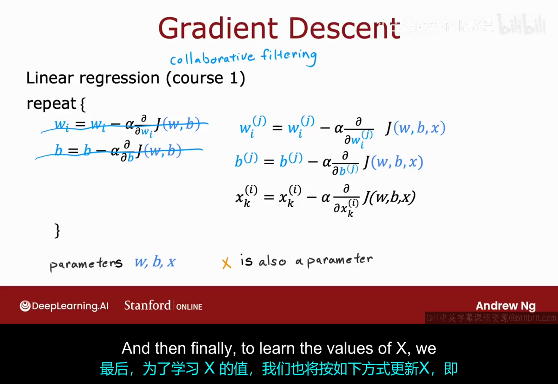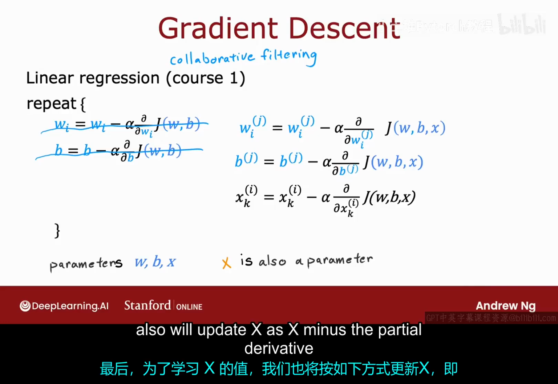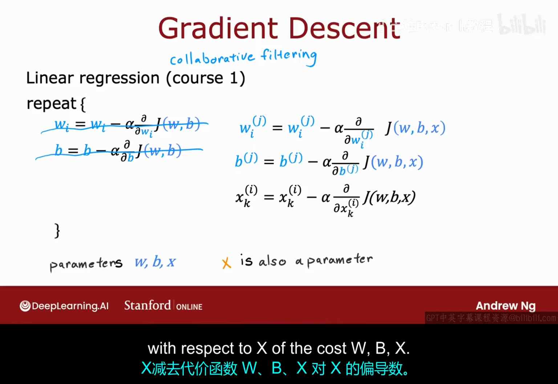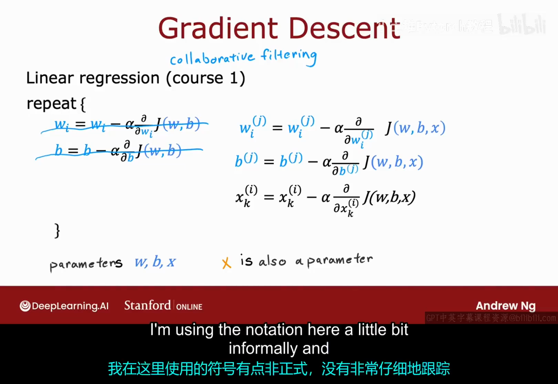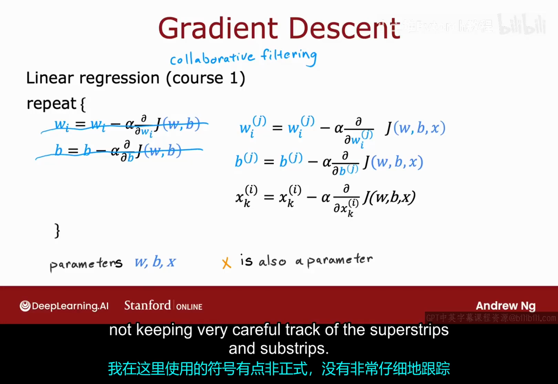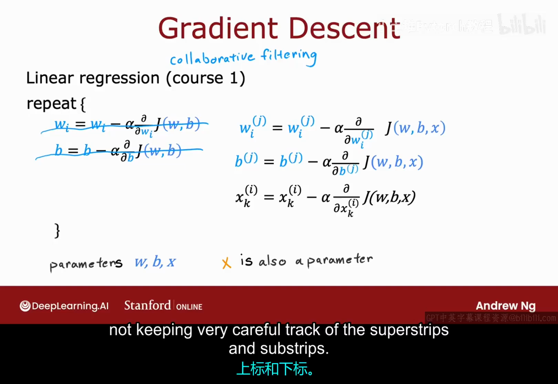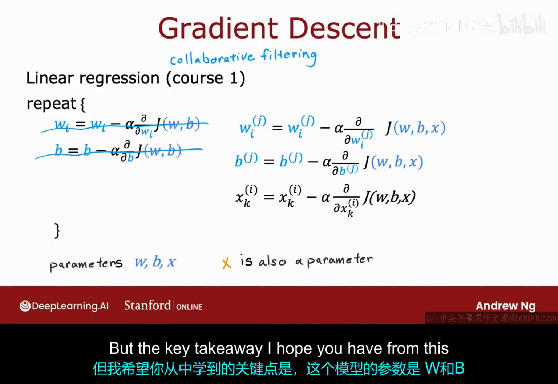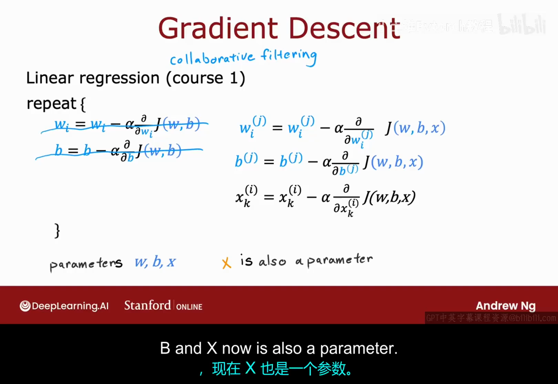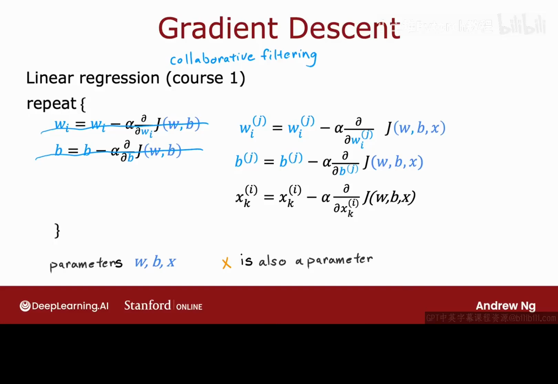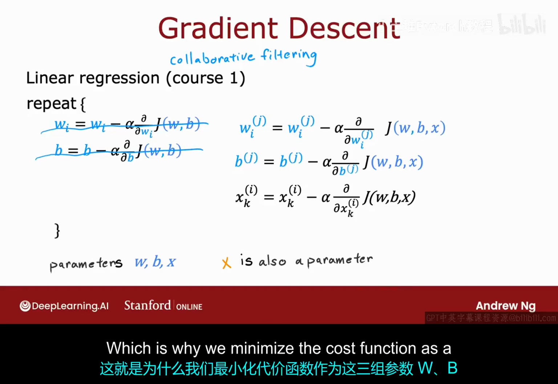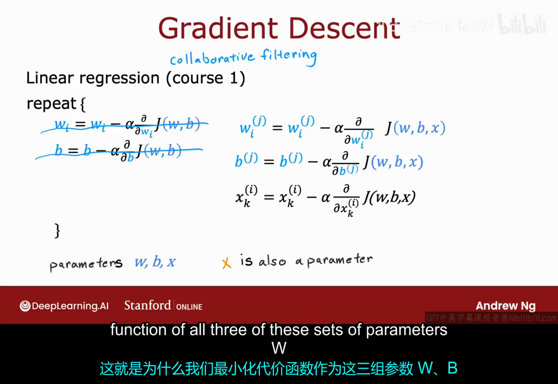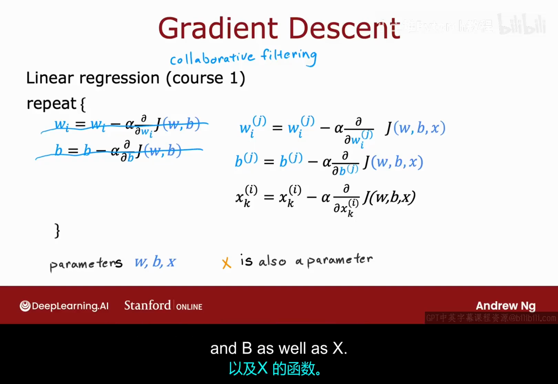And then finally, to learn the values of x, we also will update x as x minus the partial derivative with respect to x of the cost J(w, b, x). I'm using the notation here a little bit informally and not keeping very careful track of the superscripts and subscripts. But the key takeaway I hope you have from this is that the parameters of this model are w and b, and x is now also a parameter, which is why we minimize the cost function as a function of all 3 of these sets of parameters, w and b as well as x.